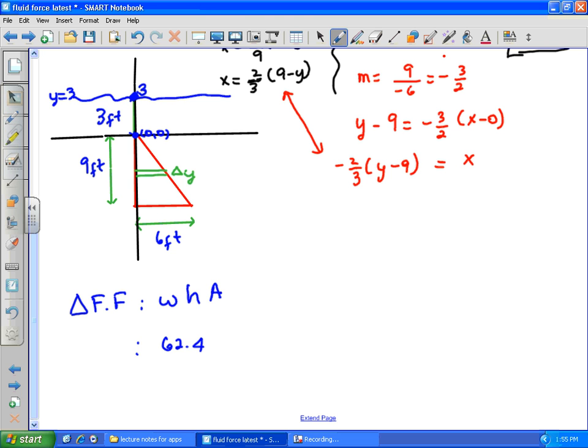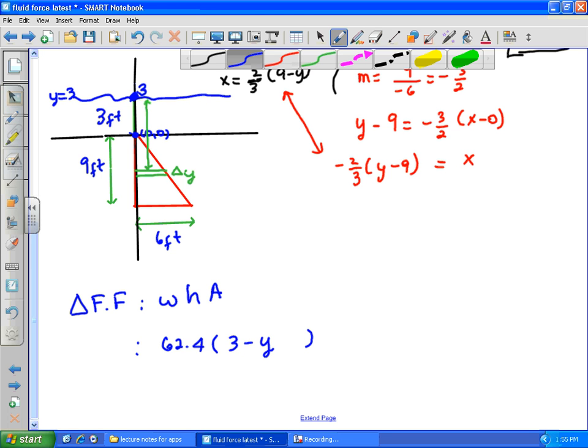Okay, I need to know right now H. H is the depth in the water. So what is this depth right now from here to here? Three minus y. Let's check that. Let's say that your rectangle was at a point y equals to -1. Would 3 minus y give you the correct depth? 3 minus -1, that would give you 4, right? That is the correct depth, right?